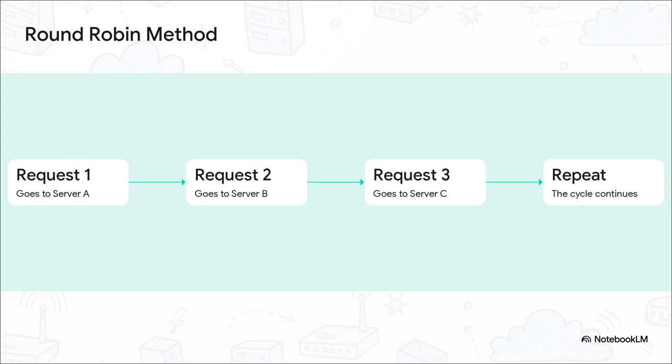So how does this traffic cop decide where to send each request? Well, the simplest method is something called round robin. It is incredibly straightforward. The first request goes to server A. The very next one, server B. The one after that, server C. And then it just loops right back to the beginning and starts over. It's simple, it's predictable, and honestly, it works great when all your servers are pretty much identical.